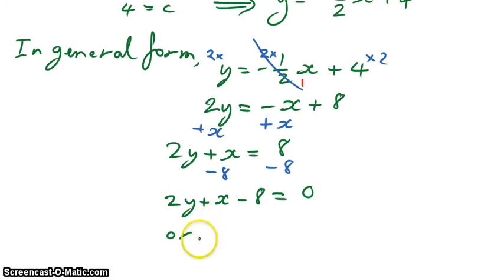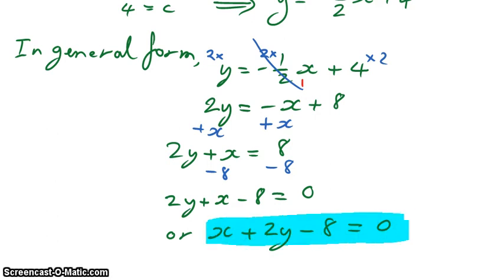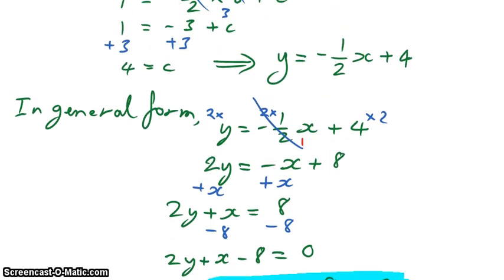We said the general form was ax plus by plus c, so we've got x first, y second, constant term third, equals 0. So you've got general form like that, and you've got slope intercept form like that. Okay, that's done.